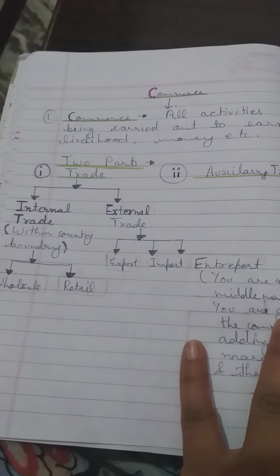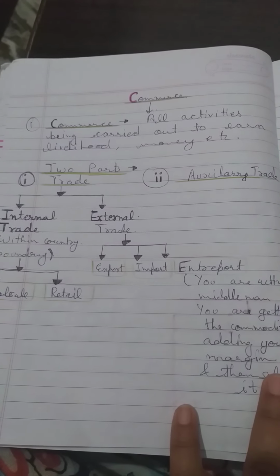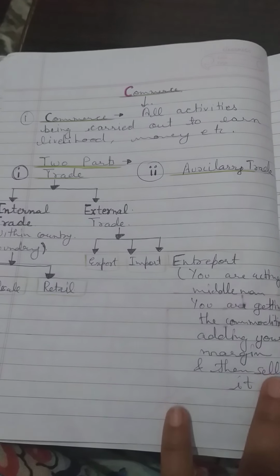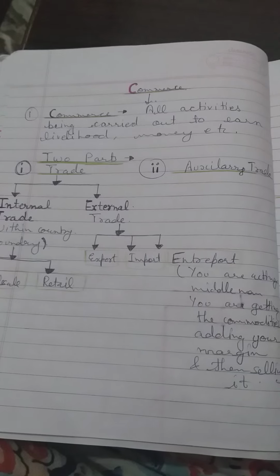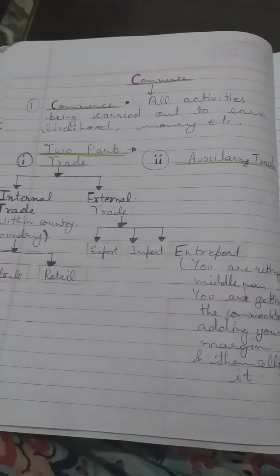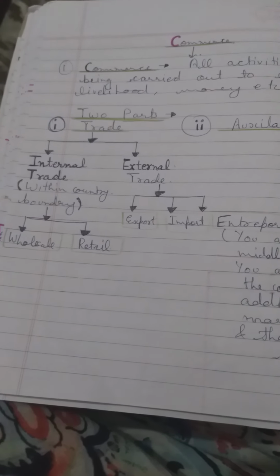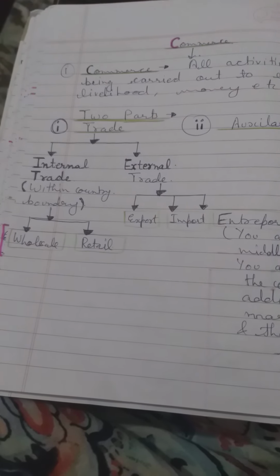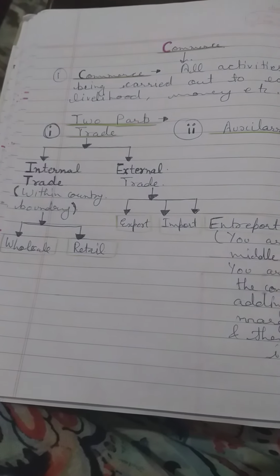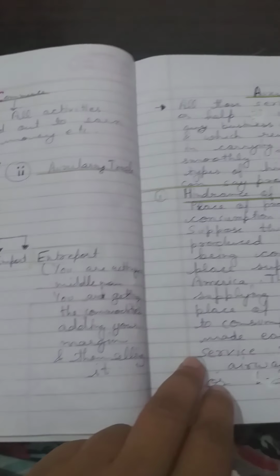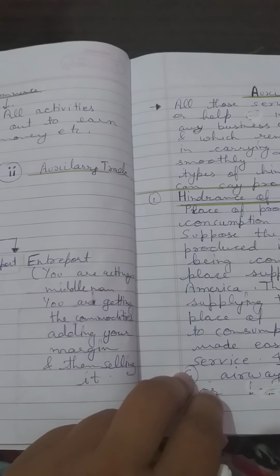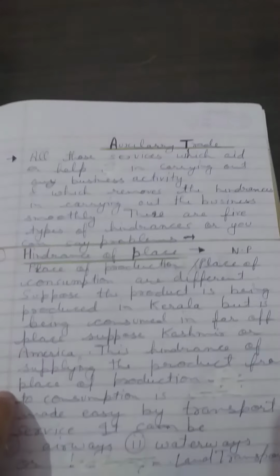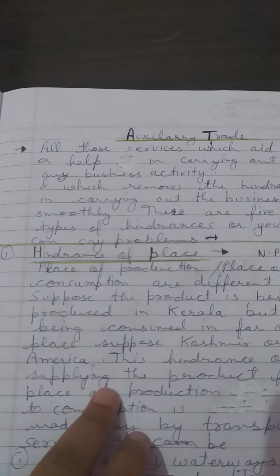We also discussed what all is included in commerce, all those activities which are carried out to earn livelihood or money, etc., are included into commerce. For example, trade and auxiliary trade. Trade was divided into the two parts, internal and external. We discussed about the auxiliary trade. Auxiliary trade, let's detail it.